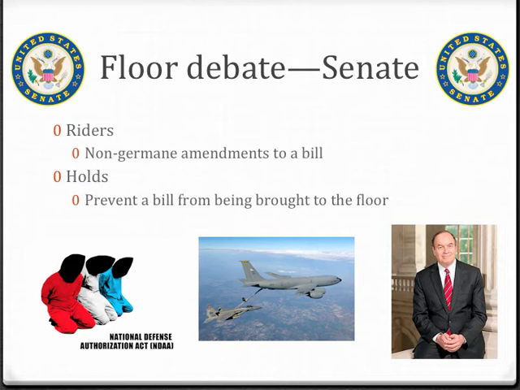Also in the Senate, there is something called a hold. Holds prevent a bill from being brought to the floor. That guy sitting there, his name is Richard Shelby. He is a senator from the state of Alabama. Basically, Richard Shelby wanted his state to get a contract. And you can see the center picture there. That's what's known as an air-to-air tanker. It basically refuels one military plane with another one, so it refuels it in midair. The plane doesn't have to land to get more fuel.